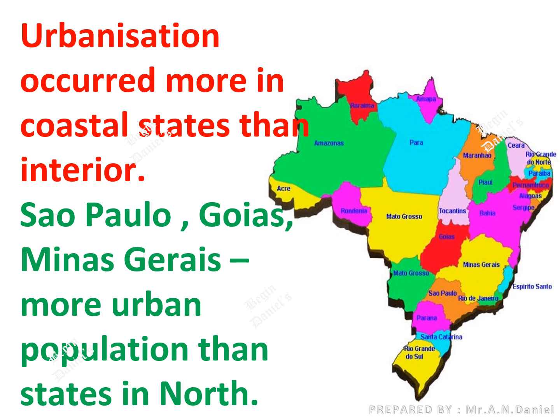Urbanization occurred more in the coastal states of Brazil than the interior parts. States like Sao Paulo, Goiás, Minas Gerais have more urban population than the northern side.